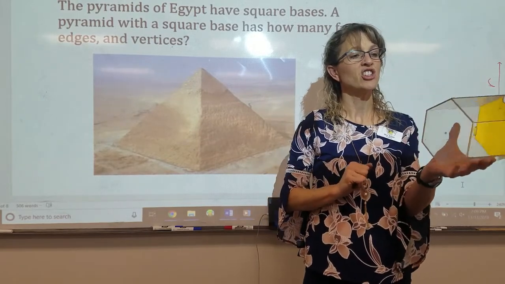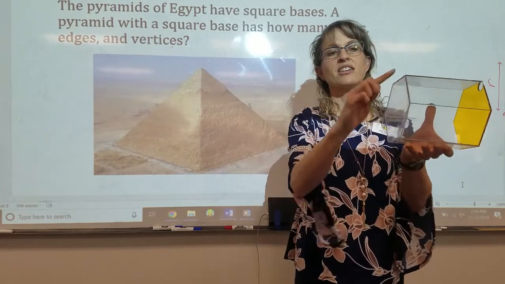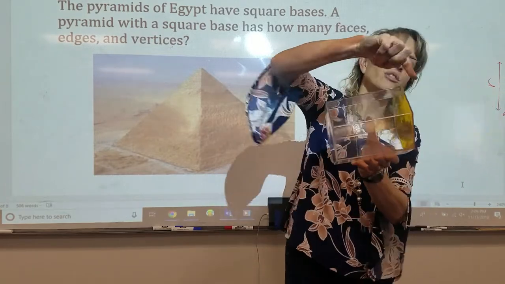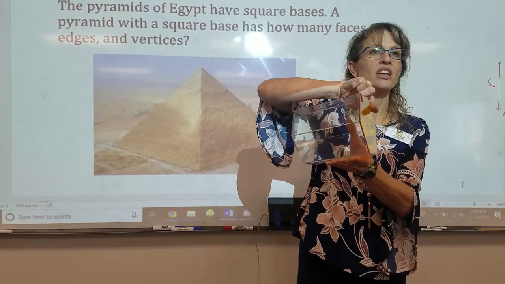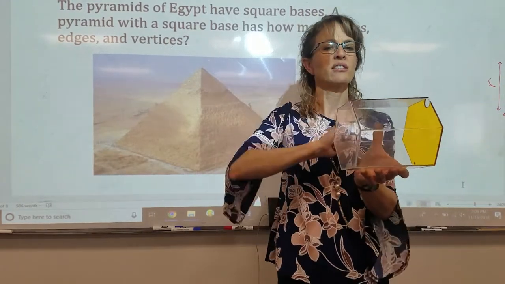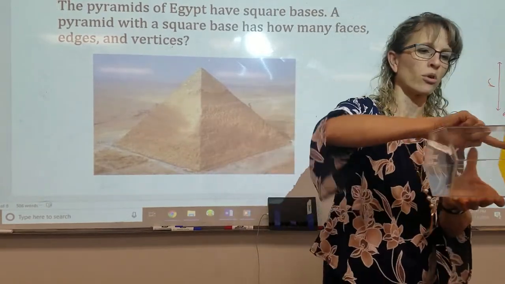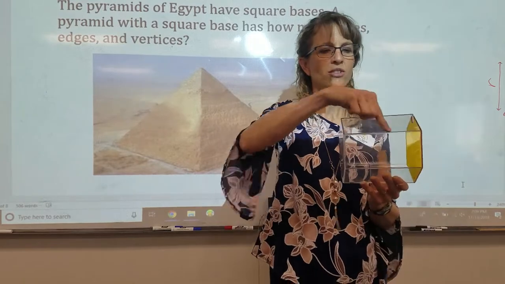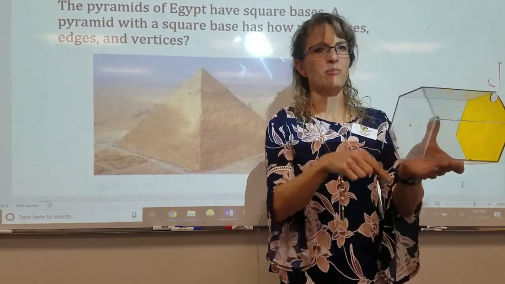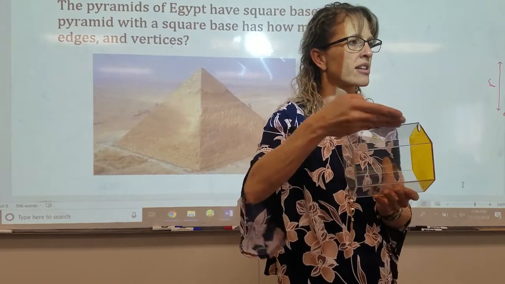If it said, how many edges, I'd go, well, 1, 2, 3, 4, 5, 6, 7, 8, 9, 10, 11, 12, 13, 14, 15, 16, 17, 18 edges. So you just count them up. Have a system, though. Like, count all of these and all of these and then all of these, so you're not going 1, 2, 3, 4, oh, I lost track of what I was counting. Have a system to it. I like to do all the bases and then around the outside when you're counting.